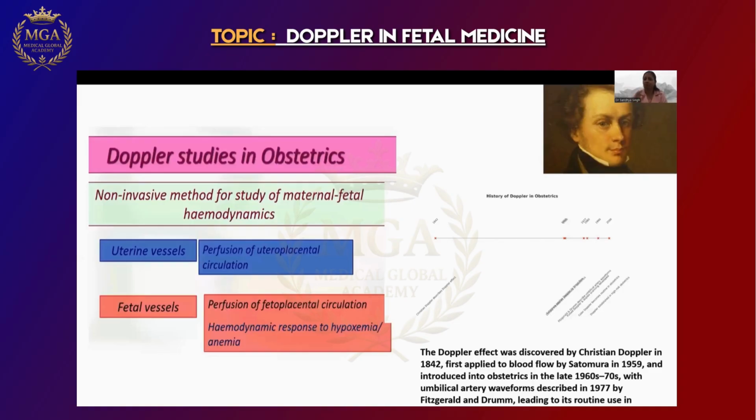So when we talk about Doppler, it is a part of ultrasound where we are looking at the blood flow. In obstetrics, we look at blood flow in the fetus and the mother. The source is the mother, from where the blood is coming. So when we look at the uterine artery, which is the source of blood supply to the uterus where the fetus is growing, it is known as the uteroplacental circulation.